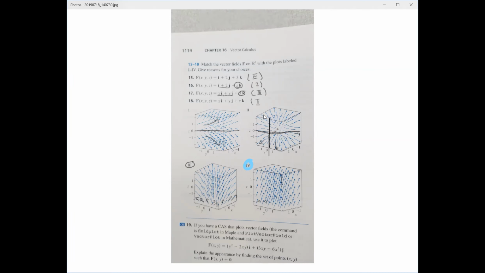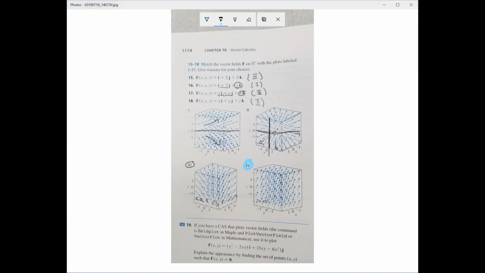All right, so that's it for 15 to 18. And then let's cover 29 and 31. So yeah, 29 and 31 are actually two more graph questions.